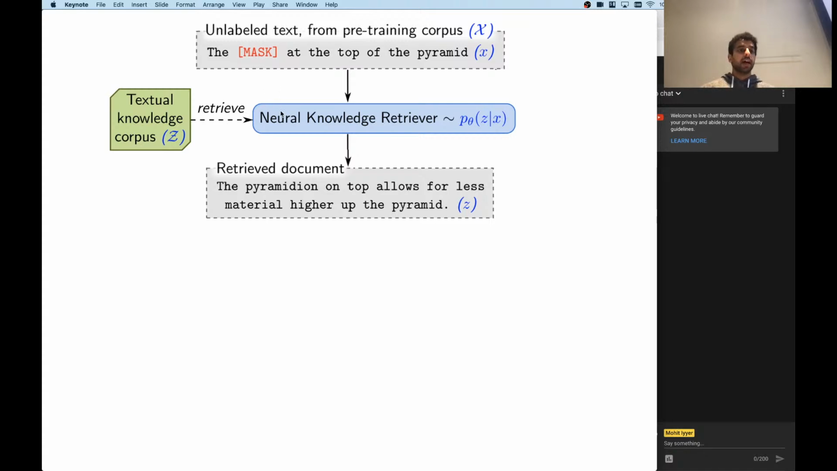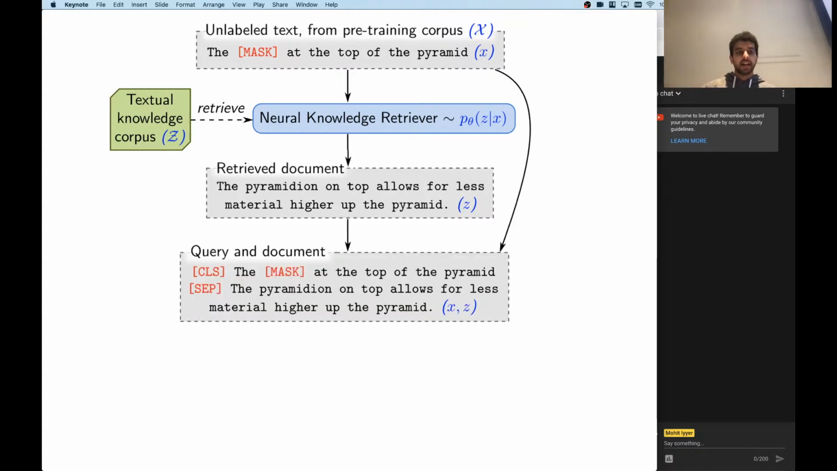Okay, so to your point, we'll talk about how to actually train this thing a little later, but I just wanted to go through the full pipeline first. So assume you have this retriever module and it can retrieve these relevant paragraphs. Now, instead of just predicting the identity of the mask token conditioned on the surrounding context, we're just going to simply concatenate the retrieved text to this input before we actually do the mask token prediction. So now I have the mask at the top of the pyramid, the separator token, and then the text from the paragraph that I retrieved, which clearly says that the pyramidion on top allows for blah, blah, blah.